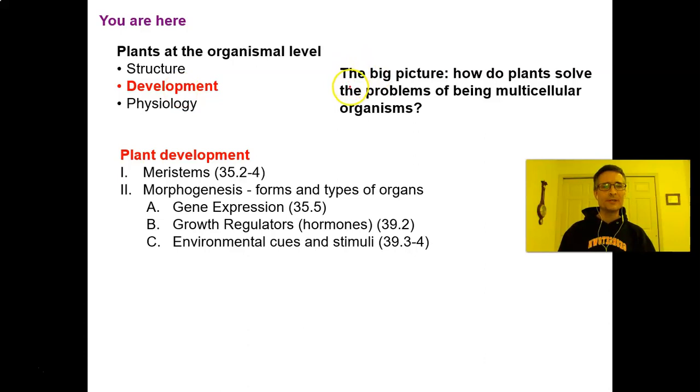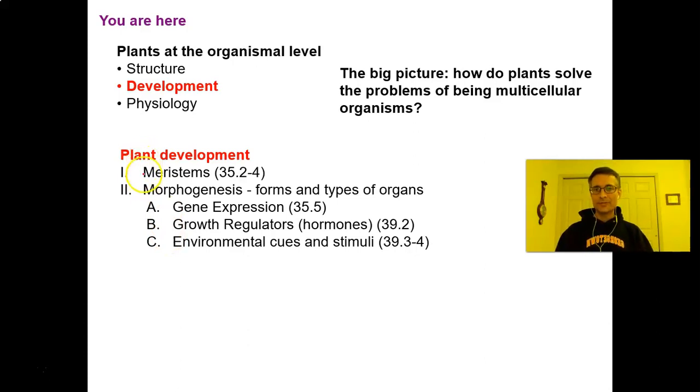And remember that the big picture we're thinking about in all these lectures is how plants solve the problems of being a multicellular organism. How do plants solve the problem of gathering resources? How do plants solve the problem of reproduction? How do plants solve the problem of avoiding predators? And then eventually we'll think about, at the physiological level, how plants solve the problems of maintaining an internal environment. How do they achieve gas exchange? How do they achieve circulation, and so on. We're going to talk about plant development.